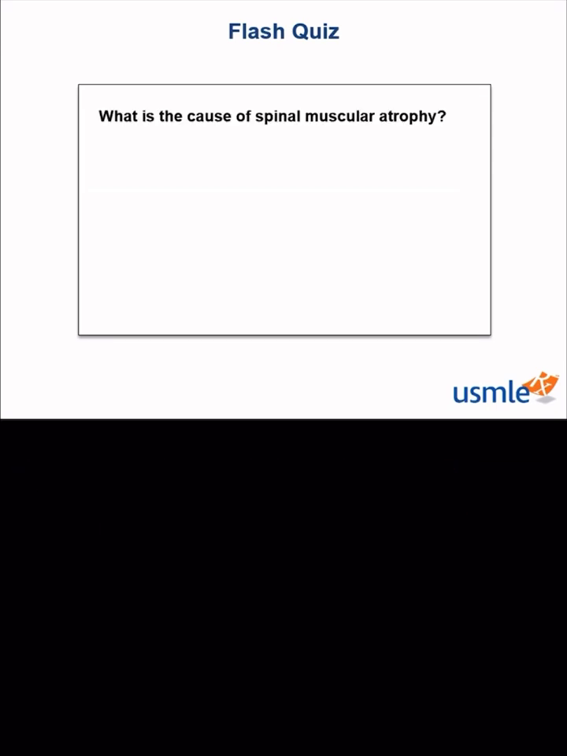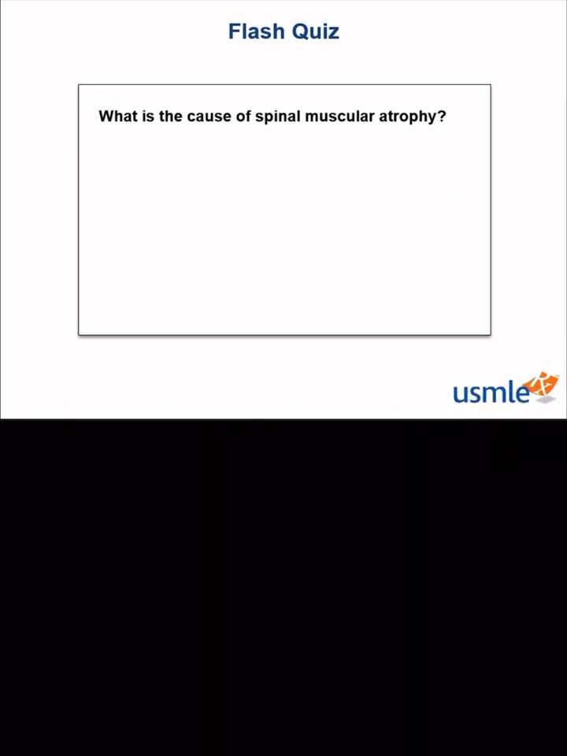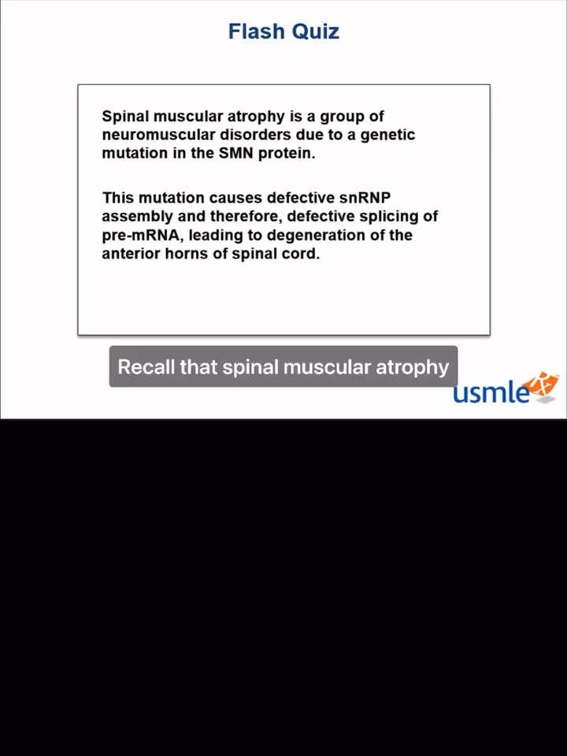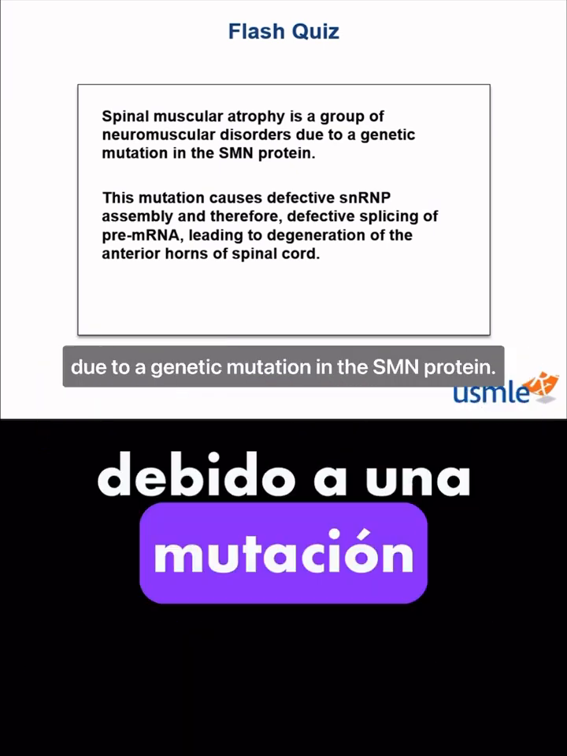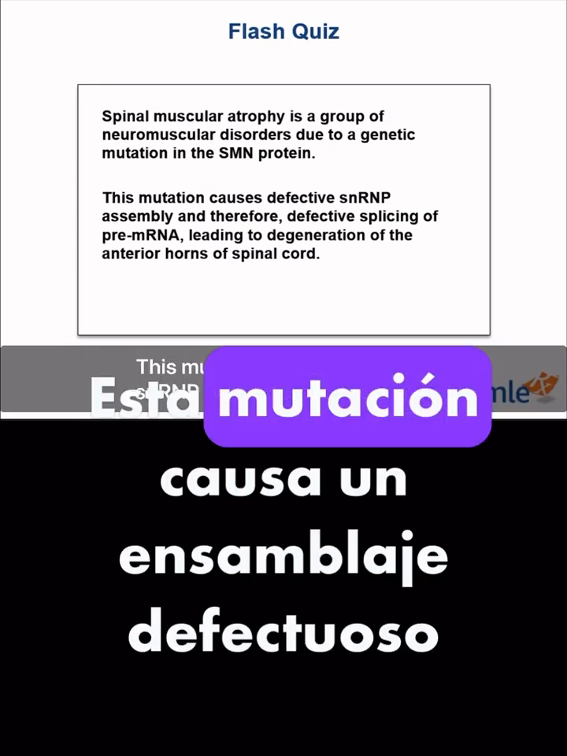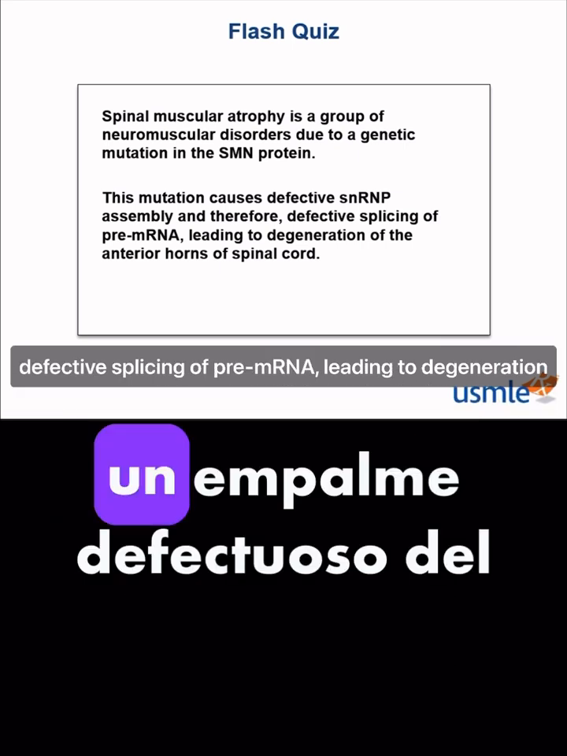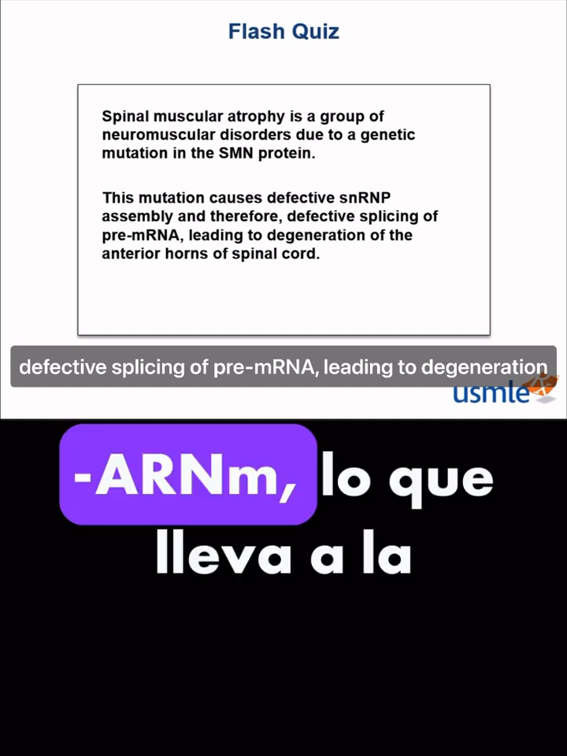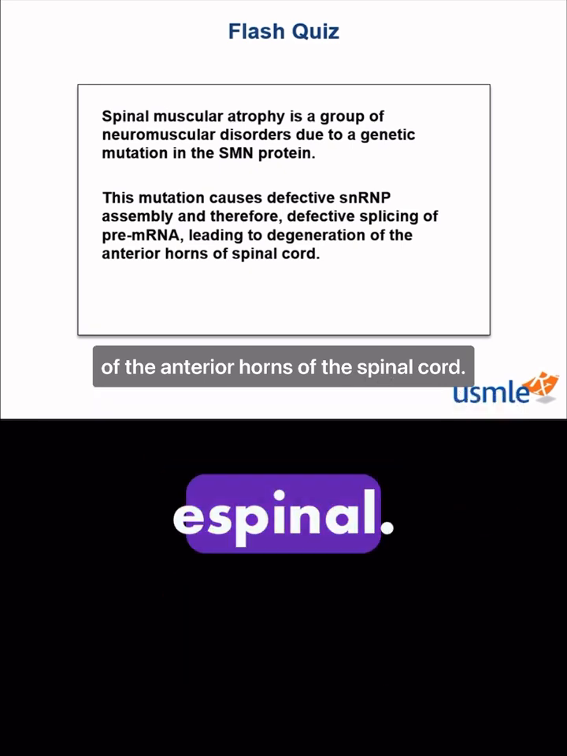Okay, time for a quick flash quiz. What is the cause of spinal muscular atrophy? Recall that spinal muscular atrophy is a group of neuromuscular disorders due to a genetic mutation in the SMN protein. This mutation causes defective snRNP assembly and therefore defective splicing of pre-mRNA, leading to degeneration of the anterior horns of the spinal cord.